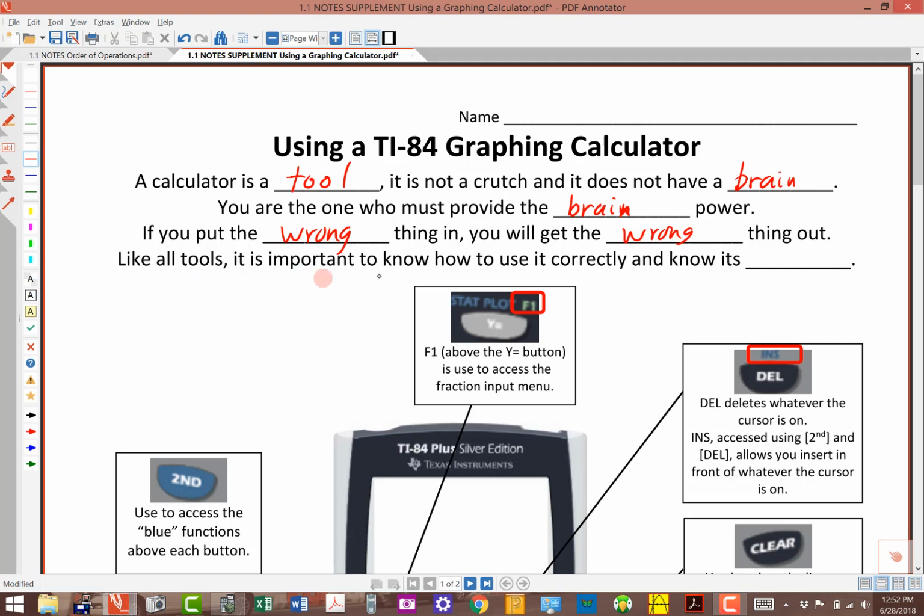And like most tools, it's important to know how to use it correctly. So we want to make sure that we learn how to use it correctly, and we also want to know its limits. There are some things the calculator is great at and some things that it's not so great at. If we learn how to use the calculator better, then you're going to be better off.